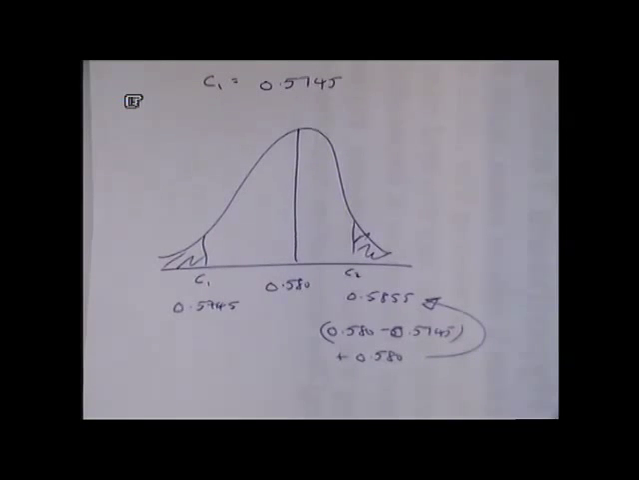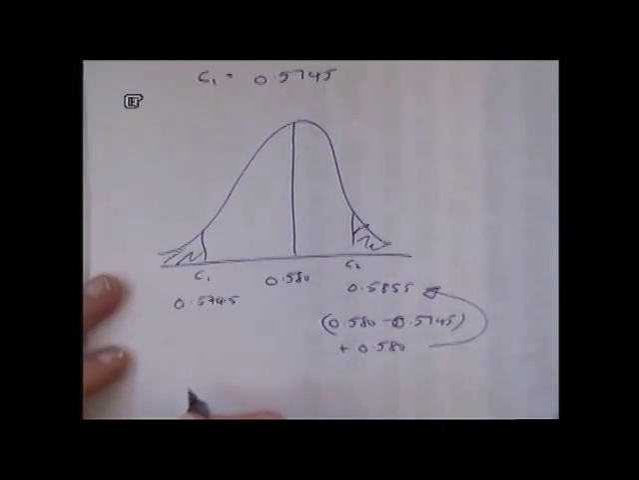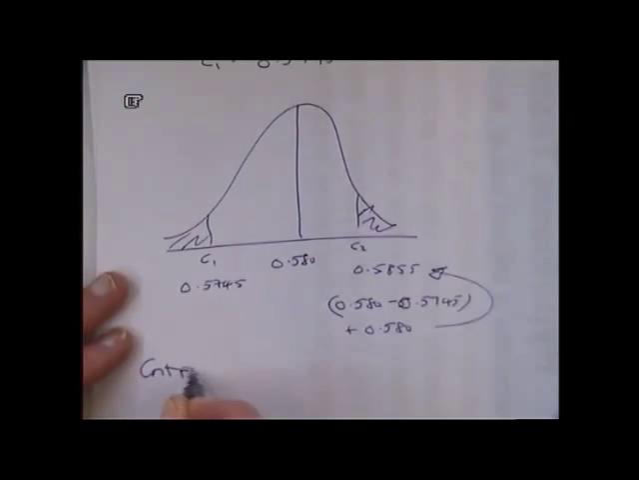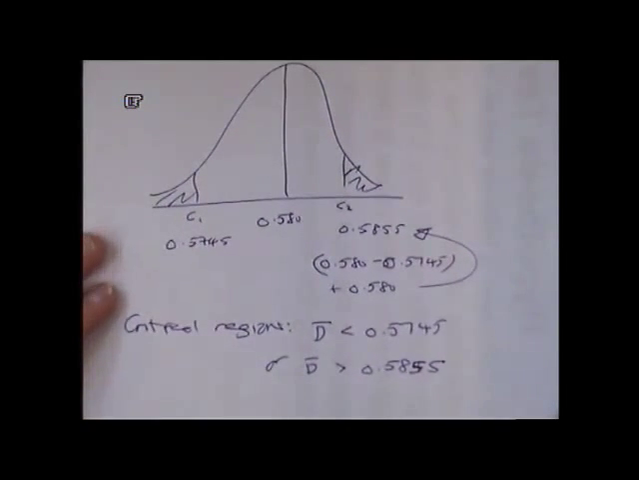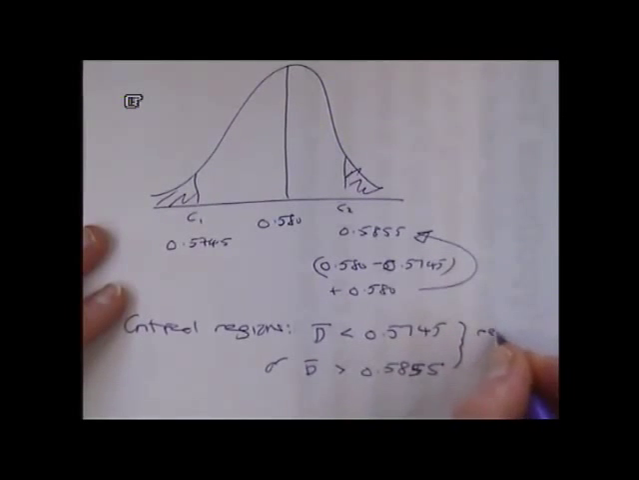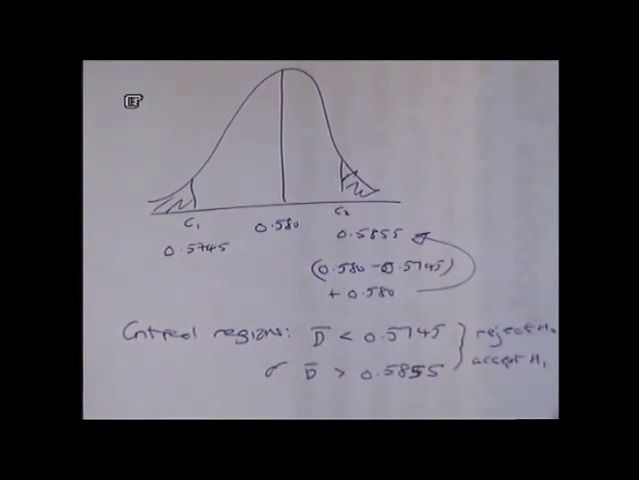Okay, we've now worked out our critical regions. Our critical regions are as follows: if the diameter's mean is less than 0.5745 or greater than 0.5855. If it's in those regions, then we will reject H0. If it's in a critical region, we will reject H0, which means we will have no option but to accept H1. But what was our step for the test statistic?